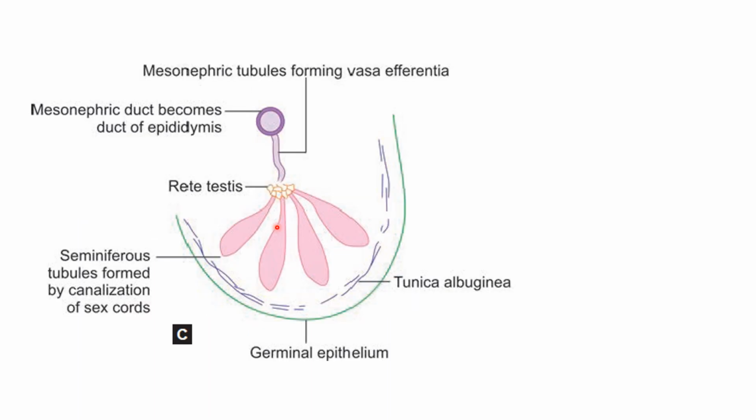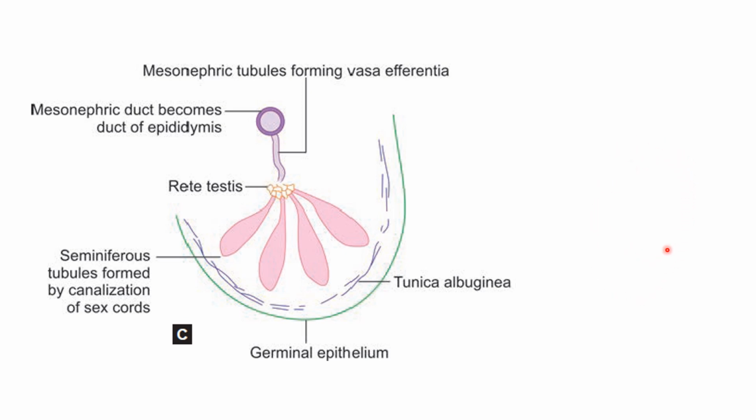As we have said already, the canalization of the medullary sex cords will be forming the seminiferous tubules. We can see the tubules over here. These are the seminiferous tubules. Simultaneously, the primordial germ cells migrate to the region of the developing testis and they will get incorporated into these seminiferous tubules. That is what we have seen in the previous slide, and here also we can see the primordial germ cells associated with the sections of seminiferous tubules.